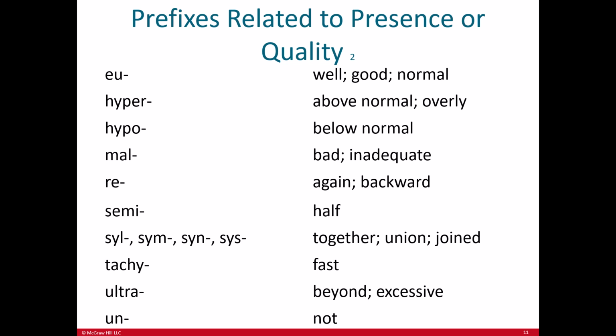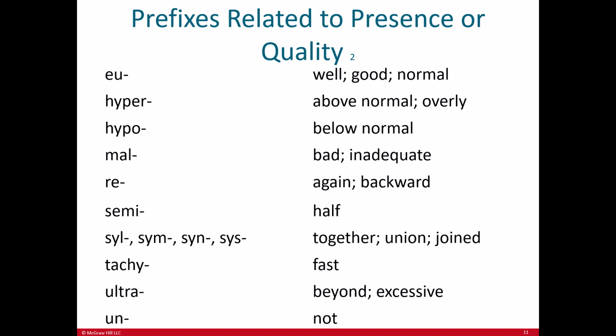Then we have hyper, which means above normal or overly. Then we have hypo, which is below normal. Mal, M-A-L, is bad or inadequate. Think about if you broke a bone and it's got a malunion, it's a bad union. Re, which means again, backwards. Think of the word rewind.